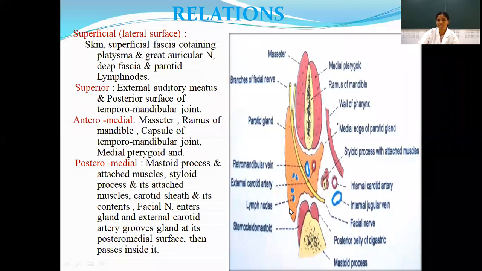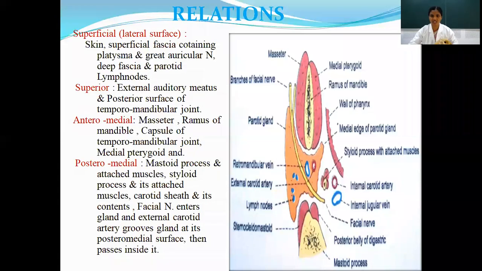Then posteromedial surface is related to what structures? First, you see most posteriorly, the posteromedial surface is related to the bone. This is the mastoid process. Identify mastoid process. And this mastoid process, external surface, is related to the sternocleidomastoid, whereas the internal surface is grooved, where it gives origin to the posterior belly of the digastric muscle.